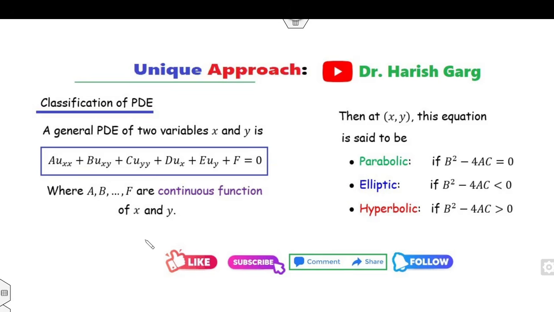It's very simple. This is the first method I will tell you. Once you identify that b square minus 4ac is 0, then it's parabolic. If it is greater than 0, then it's hyperbolic. If it is less than 0, then we call it elliptic. Make sure you find a, b, c from the coefficients of the partial derivatives.